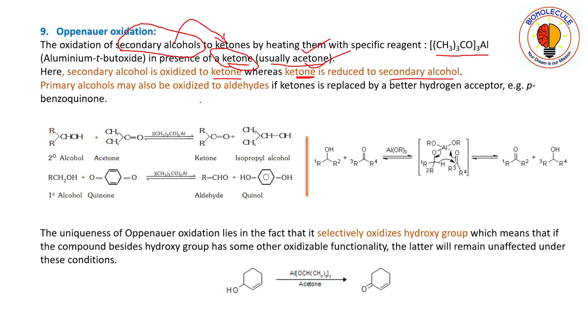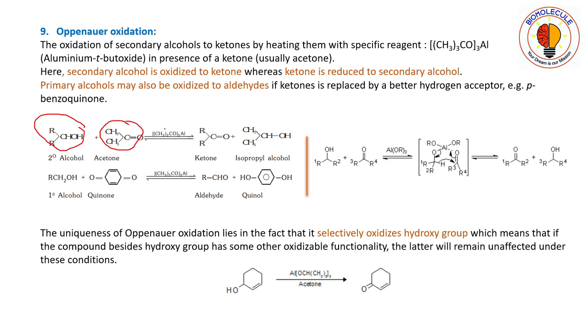Primary alcohols may also be oxidized to aldehydes if ketone is replaced by a better hydrogen acceptor, that is parabenzoquinone. First we are taking this secondary alcohol in the presence of a ketone, that is acetone, and we are using that specific reagent, aluminium tert-butoxide. Now what we are getting is the secondary alcohol is oxidized to a ketone, and the acetone we are taking is reduced to a secondary alcohol, that is isopropyl alcohol.